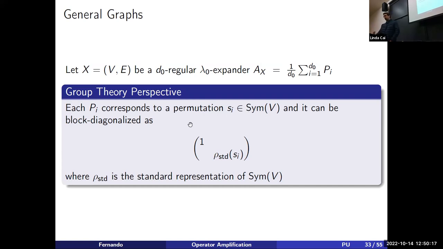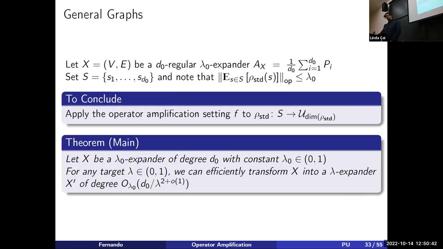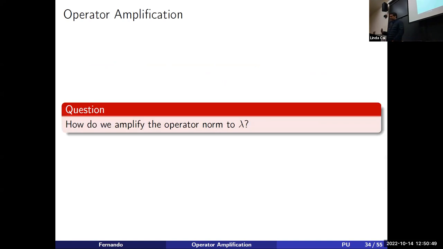And we know that in this kind of decomposition, we have the all-ones direction, that's the trivial space, you have a one, and you have something that's orthogonal to it. And this is called the standard representation of the group. And now we can apply the operator amplification to this, right? We know this is a lambda expander, so the average of this over the standard representation is at most lambda. You apply the operator amplification, boom, you get almost Ramanujan for arbitrary graphs like this, right? Very good.